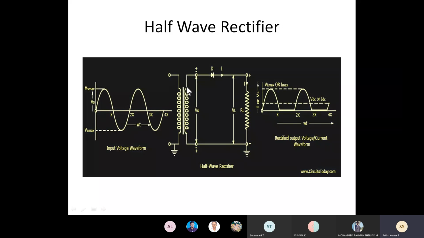Which rating are we using, sir? The DC voltage ratings here. The primary side of the transformer. Across the terminal Vs, I am showing that graph. From this terminal Vs, we get a voltage of nearly 15 volts.